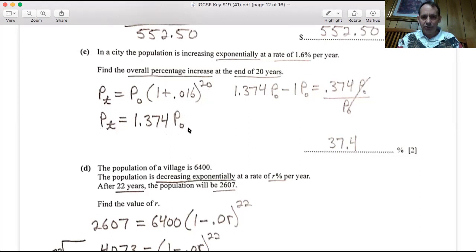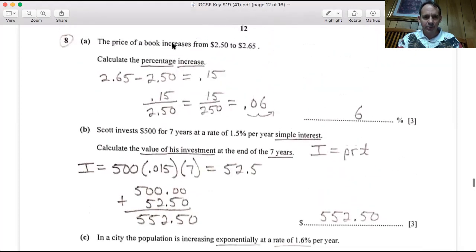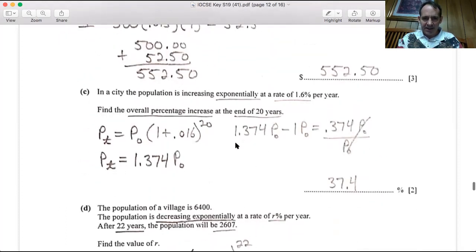So you got two unknowns here. Notice it says the percentage increase. This problem is just like what you did up here. You find the increase and then you find the percent. So we find the increase, the higher value, 1.374 p subscript 0 minus your original value, which is 1 times p subscript 0, or your original population. You subtract, gives you 0.374 of your original population. That's the increase. Now, because it's a percentage, you're going to divide by the original population.